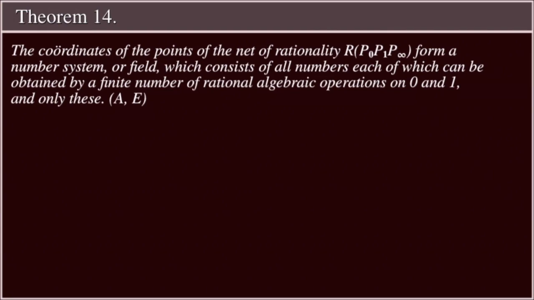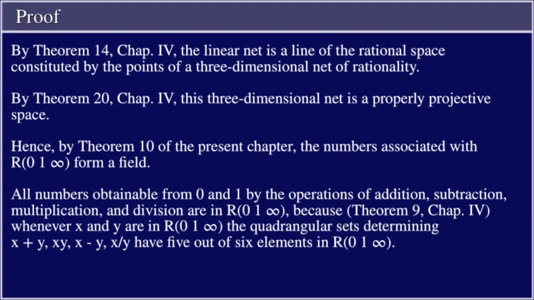Proof. By Assumptions A and E and Theorem 14, Chapter 4, the linear net is a line of the rational space constituted by the points of a three-dimensional net of rationality. By Theorem 20, Chapter 4, this three-dimensional net is a properly projective space. Hence, by Theorem 10 of the present chapter, the numbers associated with R(0, 1, infinity) form a field.